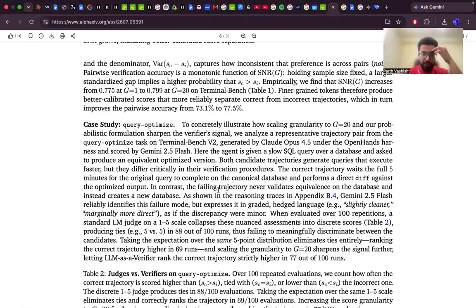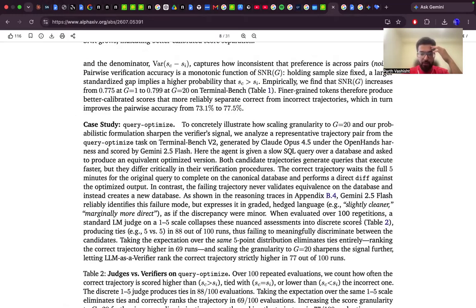In contrast, the failing trajectory never validates equivalence on the database and instead creates a new database, as shown in the reasoning traces in Appendix P.4. Gemini 2.5 Flash reliably identifies this failure mode but expresses it in graded, hedged language, for example, slightly cleaner, marginally more direct, as if the discrepancy were minor.